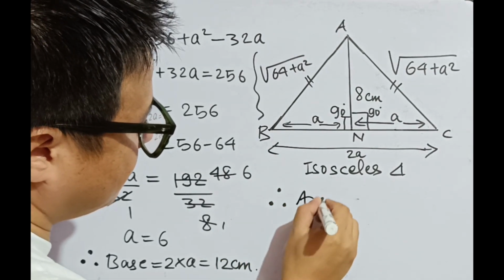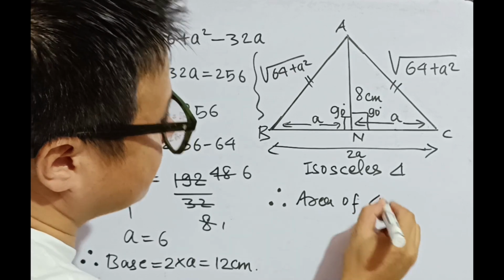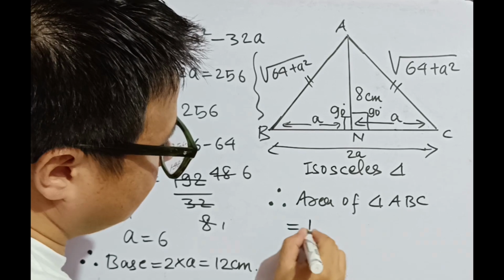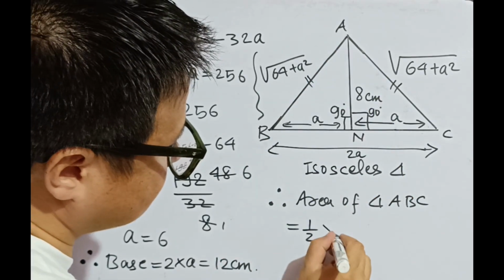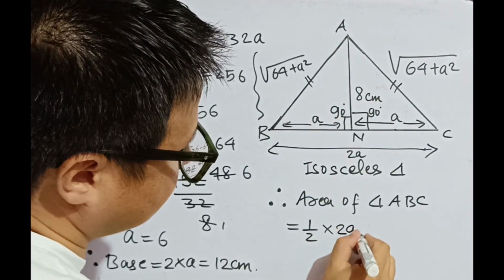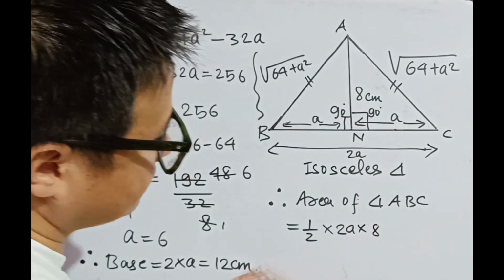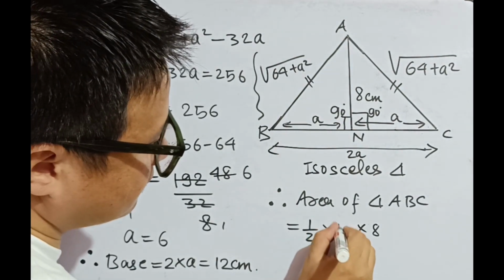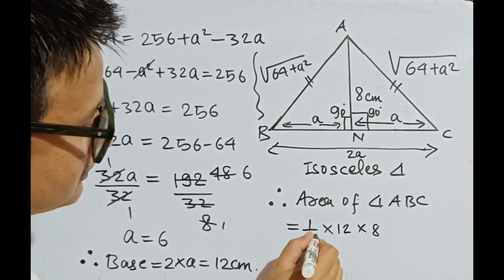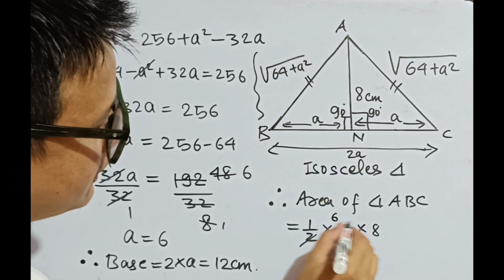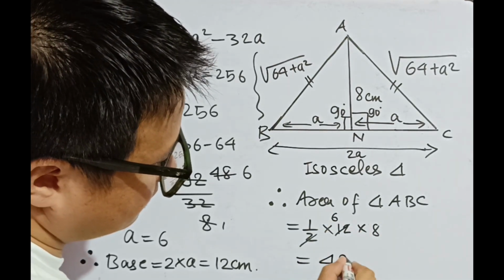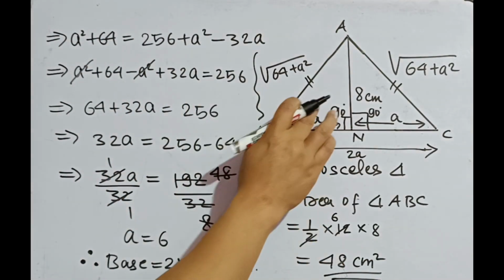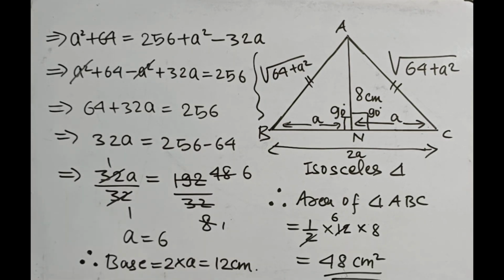Now we can calculate the area of the isosceles triangle ABC. This is equal to half into length of the base into height, that is half into 2a into 8. For 2a we can put 12 here. Now we can cancel with 2, 2 ones are 2, 2 sixes are 12, and this gives 6 into 8, which is 48 centimeter square. Therefore the area of the given isosceles triangle is 48 centimeter square. And this is the solution to this problem.